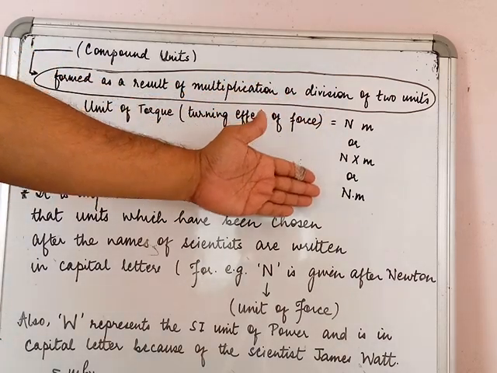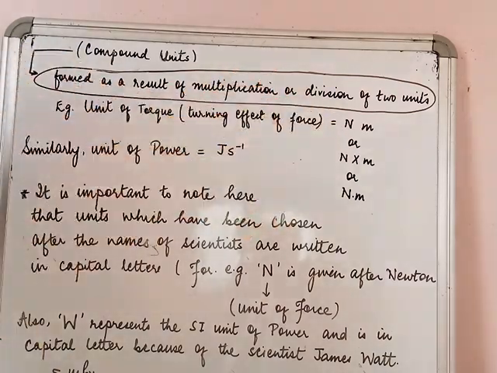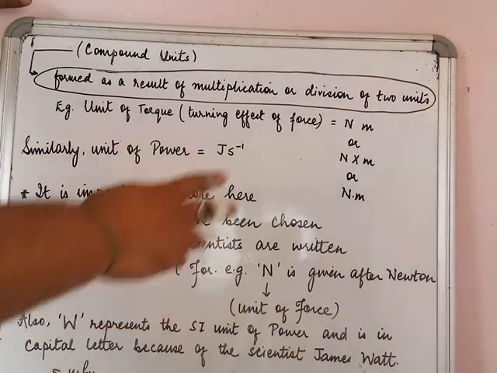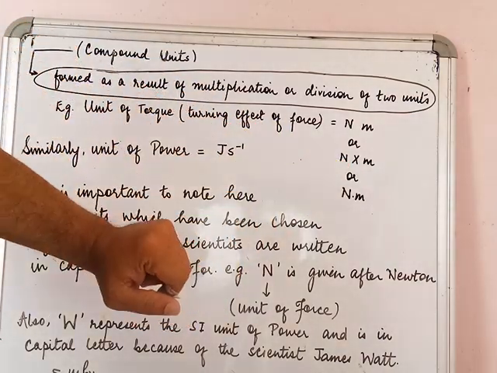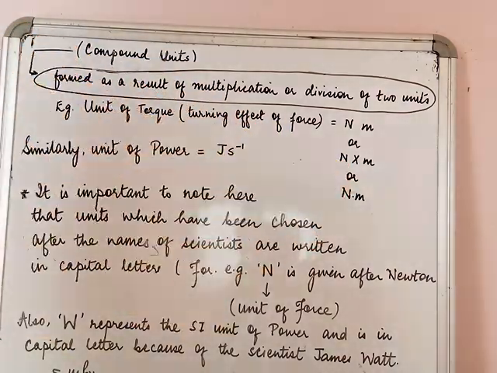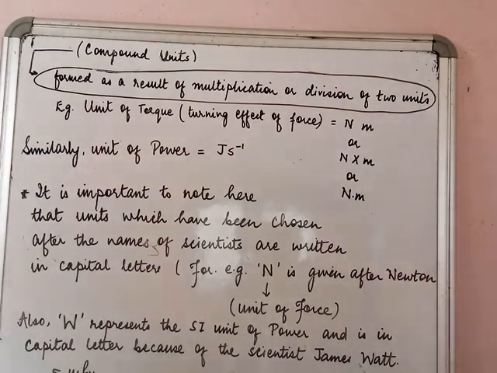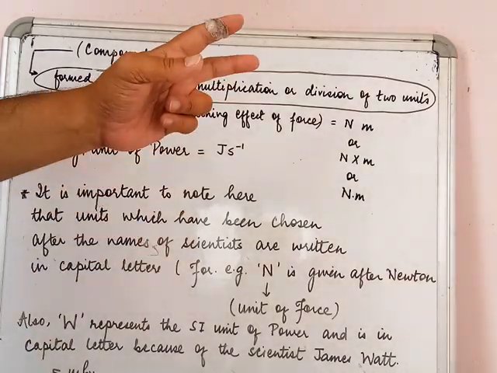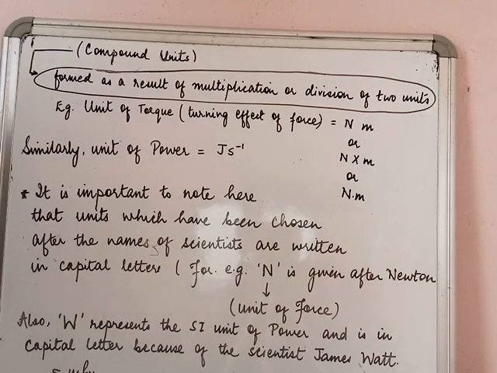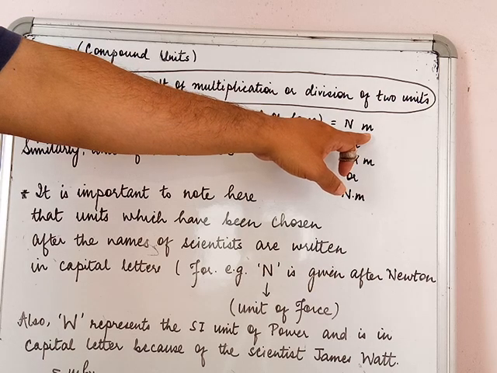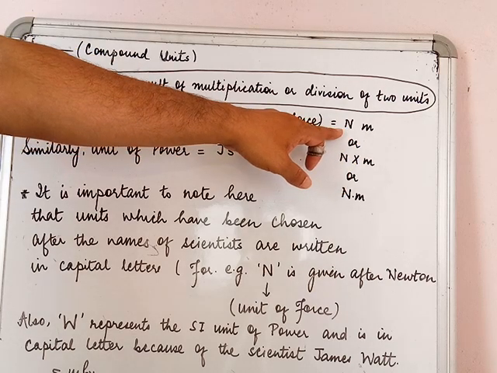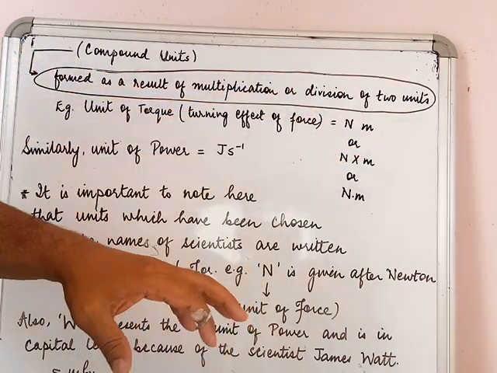As you can see, these are the three different ways of writing compound units. We will either leave a space between the two units, or put a multiplication sign between the two units, or simply put a dot between the two units. Now the big question is, what is the nature of these two units from which the unit of torque has been achieved? Meter is a fundamental unit, whereas Newton is not a fundamental unit. Newton itself is a derived unit.